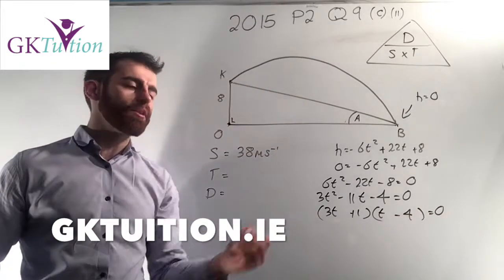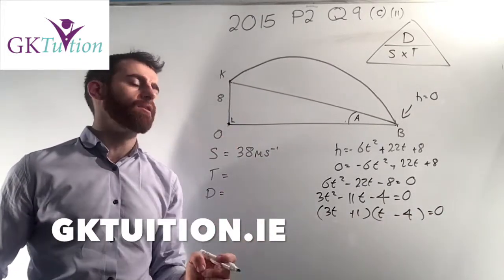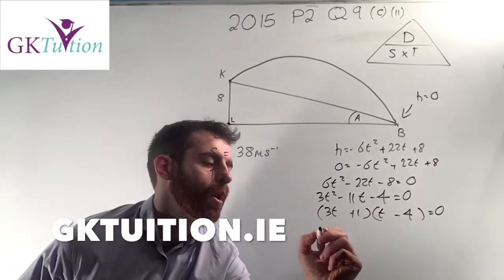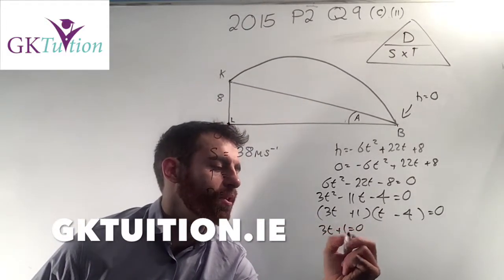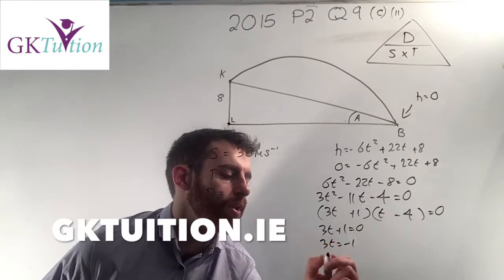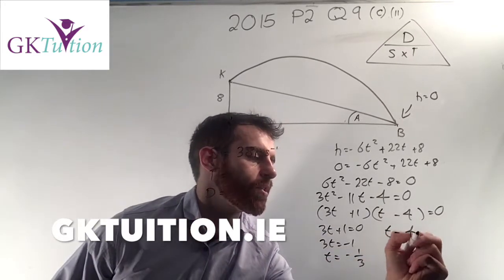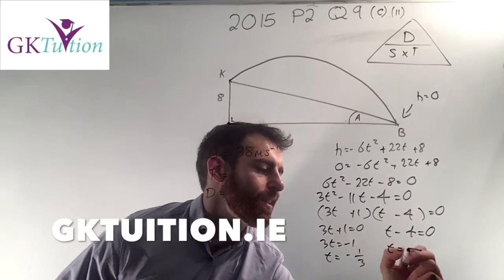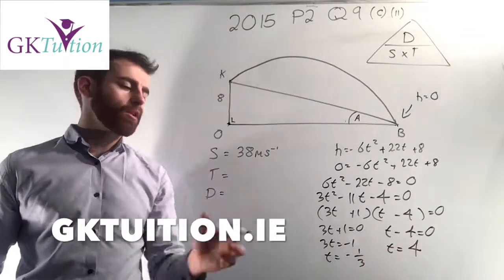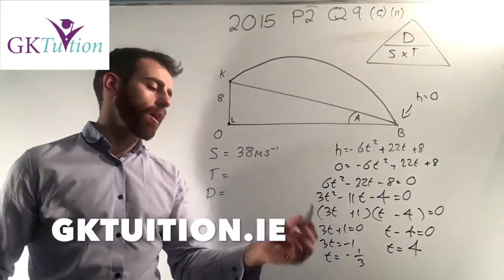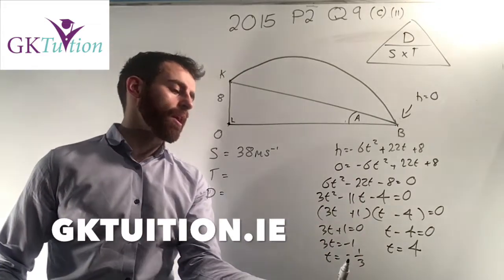And if I was to continue this further and just solve it to find the two values of t for when the height is 0, I'll get 3t plus 1 equals 0, which means 3t equals minus 1, which means t is minus a third. And I'll also get t minus 4 equals 0, which means that t is equal to 4. So the two times in this graph where the height is going to be 0 is at minus 1/3 and at 4.